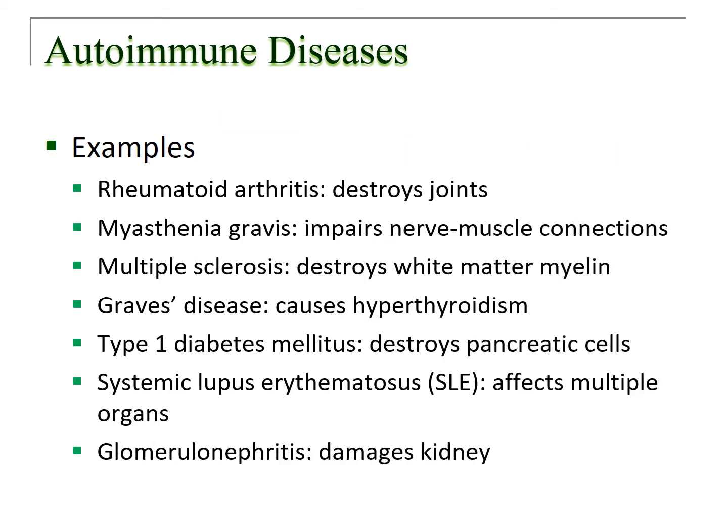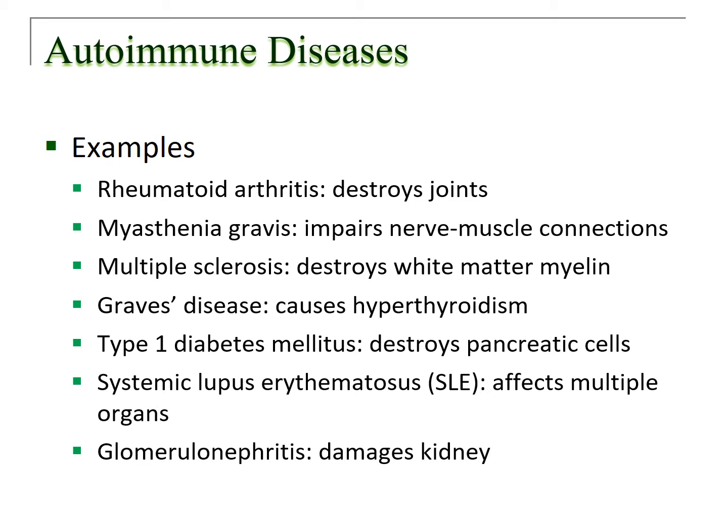So examples of this include rheumatoid arthritis, myasthenia gravis, which hits neuromuscular junctions, and multiple sclerosis, which destroys white matter myelin, and this results in every myelinated nerve in the body eventually being unable to transmit nerve impulses.